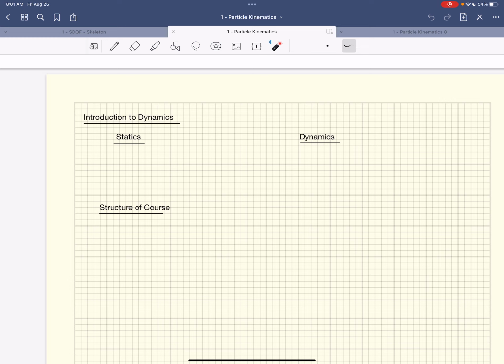So what we're going to do today is just go over the introduction to dynamics, what it is we're going to cover, the structure of the course, and then we're going to dive into particle dynamics, and in fact we're just going to do 1D particle dynamics, which then will lead us into 2D, and we'll go from there.